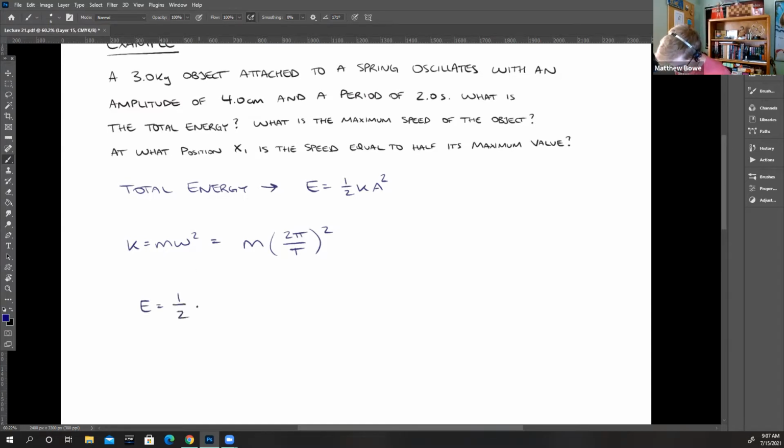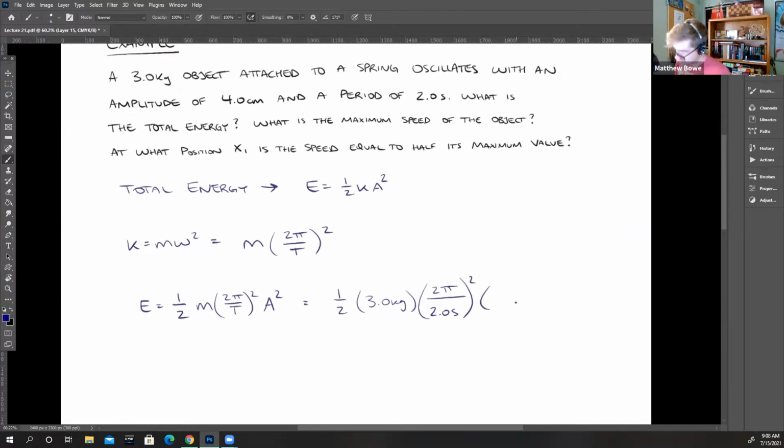E equals 1/2 m (2 pi over T) squared A squared. And that is now just 1/2 times 3.0 kilograms times 2 pi over the period of 2 seconds, all of that squared, times an amplitude of 4 centimeters.